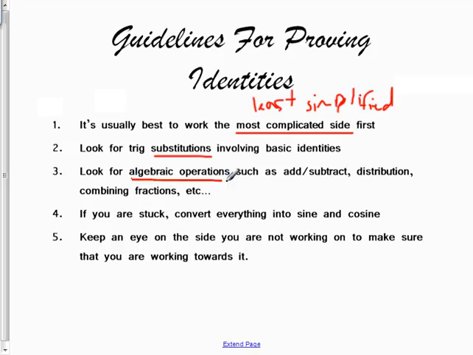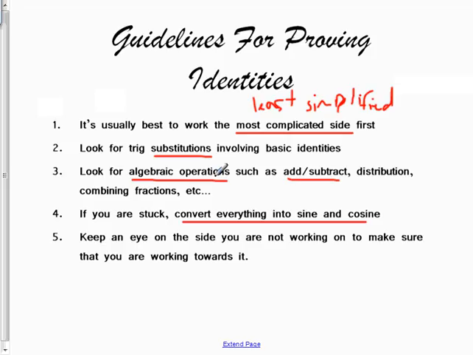Next thing, you're looking for algebraic operations like adding, subtracting, distributing, combining, etc. Since these are expressions, you can't divide things by both sides. You can't multiply something on both sides. You're basically treating one side like it's an expression. So dividing and multiplying both sides of an equation does not work. If you're stuck, you convert everything to sine or cosine.